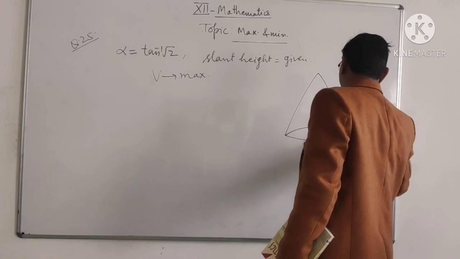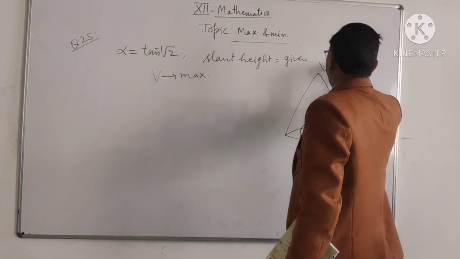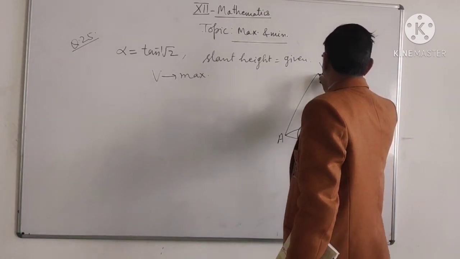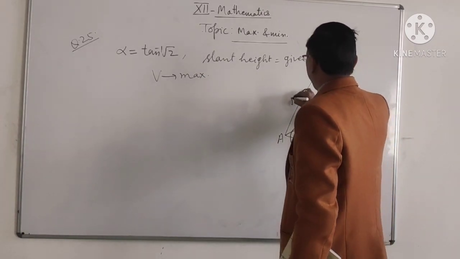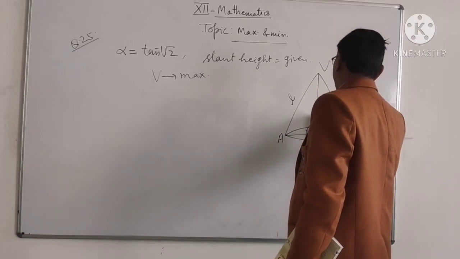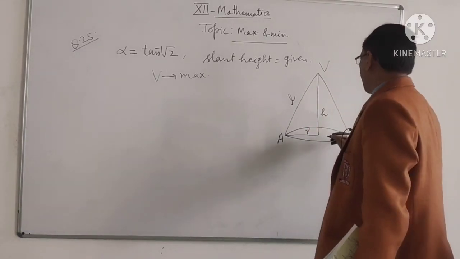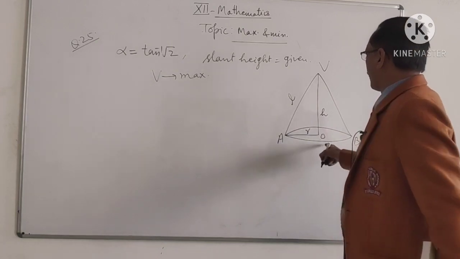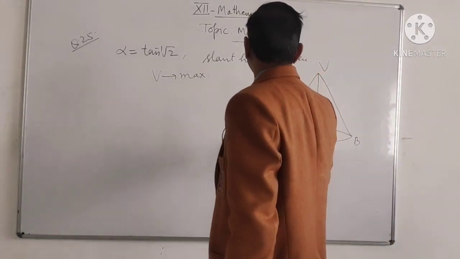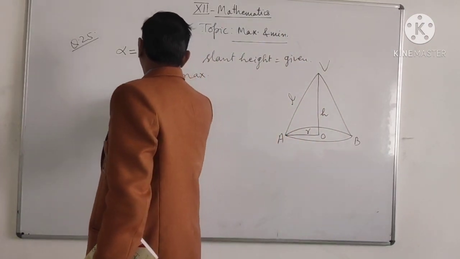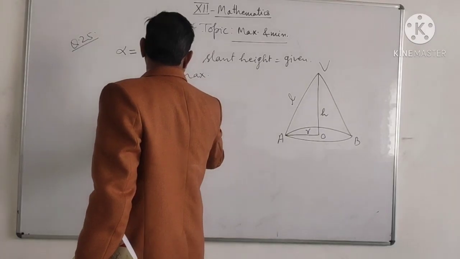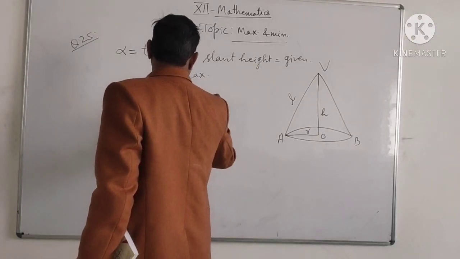Student, let this be a cone with vertex B. This is A and B. Slant height is L. Let radius be R and height be H. This is the center of the base. Then L equal to root R square plus H square, which is given or constant.